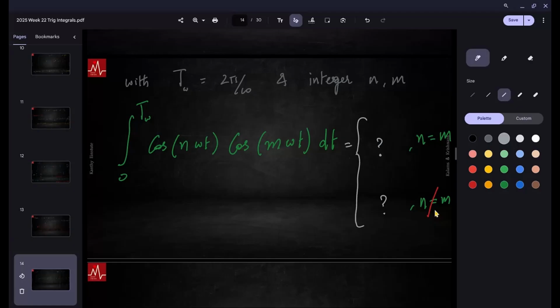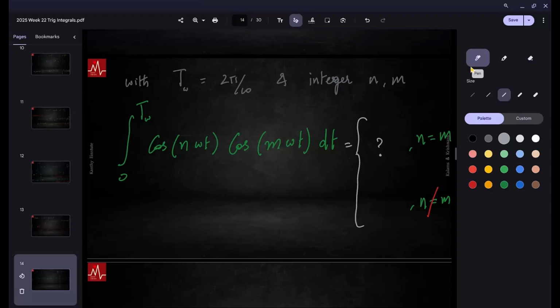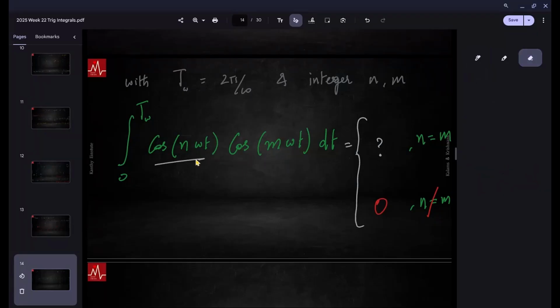n equals m is the same function. It's cos square. That will be 1 plus cos 2 theta. Be careful. When n equals m, you have to be careful. When n is not equal to m, I think the answer is fairly simple in this case. It's going to be 0, because these two functions are perpendicular. Any cosine is perpendicular to any other cosine. These are nice orthogonal bases, nice functions to represent other functions. You have to be careful when n equals m.